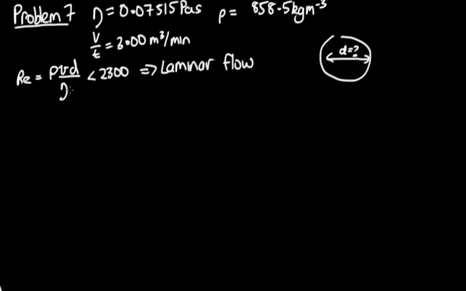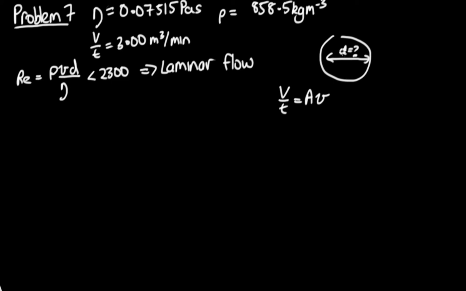So we're going to need to substitute in here. We've been given the density and we've been given the viscosity. We're going to need to work out the velocity here. So we can do that using our volume flow equation. We know that the volume over the time is equal to the cross-sectional area of the pipe times the velocity of the pipe. This gives us the volume of liquid flowing through the pipe per second.